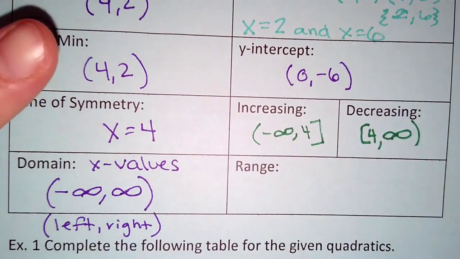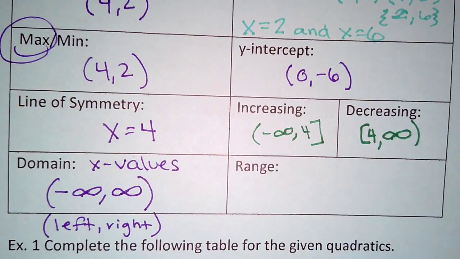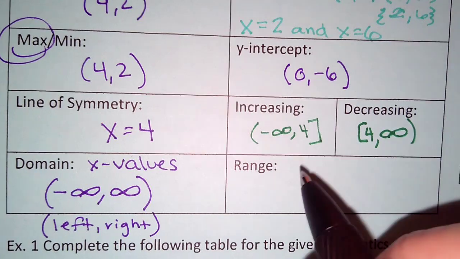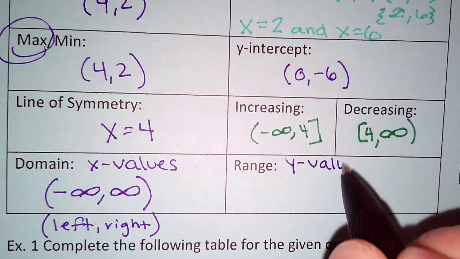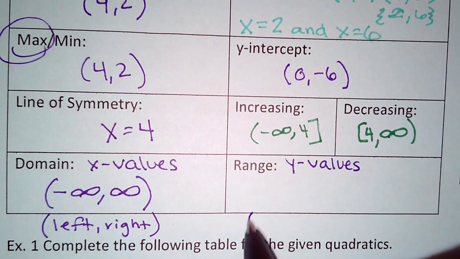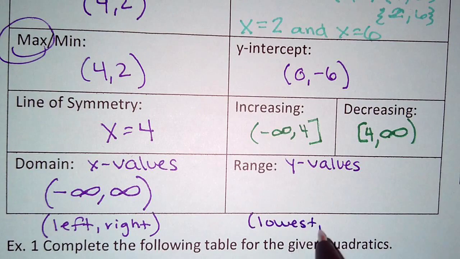Every parabola that's going upwards or downwards, which you will see this year, we're not going to see any parabolas on their sides this year. Every parabola going upwards or downwards is going to keep getting wider forever and ever, so the domain will always be negative infinity to infinity. Range is your y values. So we are thinking lowest to highest.